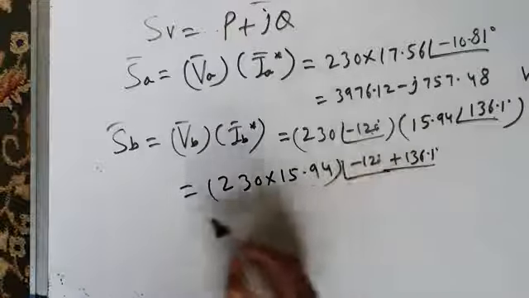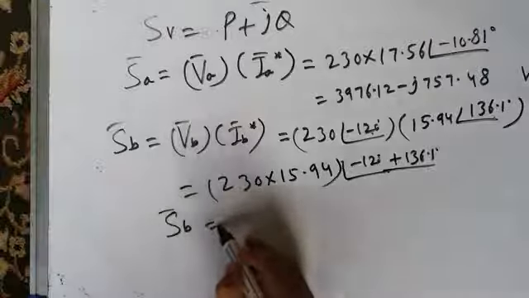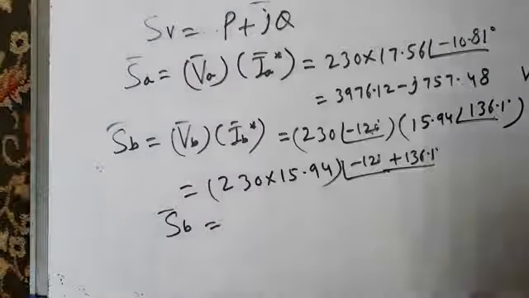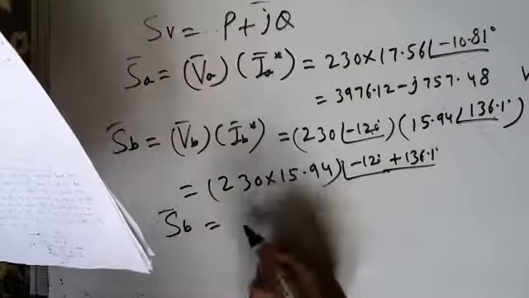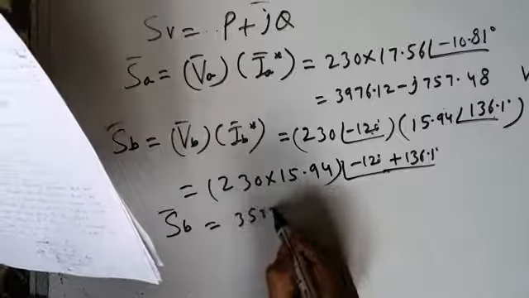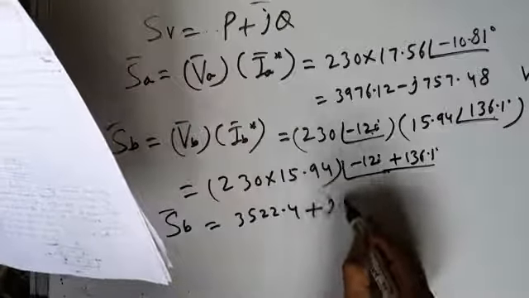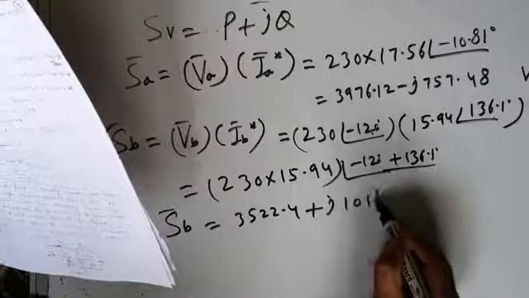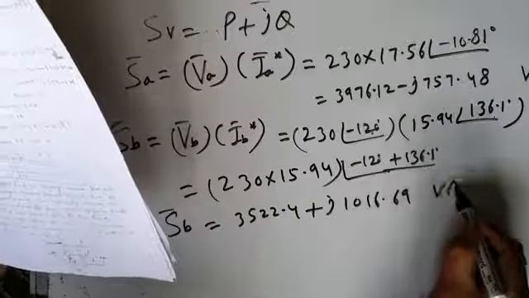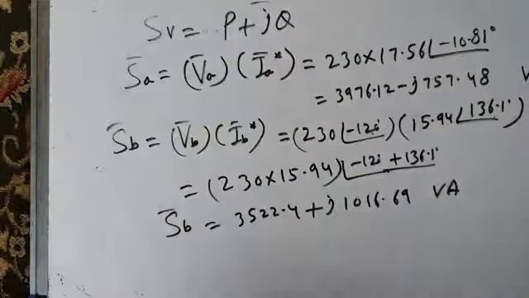This minus this will give us SB, and as per my calculation, SB is 3522.4 plus j1016.69 volt ampere. Please verify these figures.